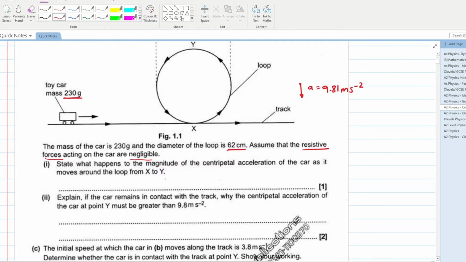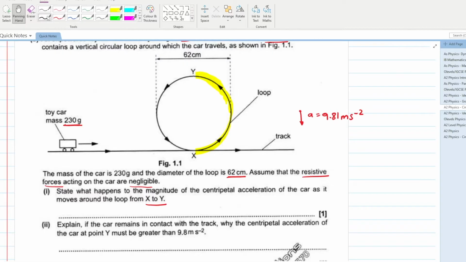State what happens to the magnitude of the centripetal acceleration of the car as it moves from x to y. When you move from x to y, what will happen to your centripetal acceleration? Simple as that. Bahut simple sawaal poocha hai. First of all tell me what is centripetal acceleration? Centripetal acceleration is velocity squared divided by the radius, right?